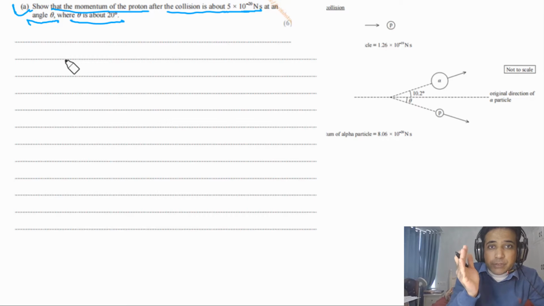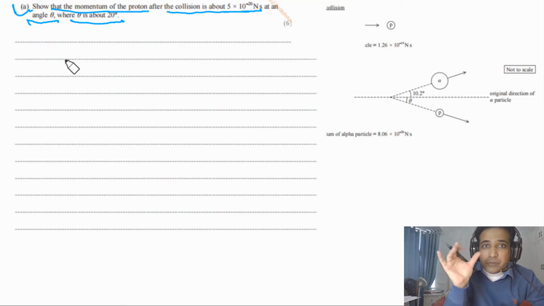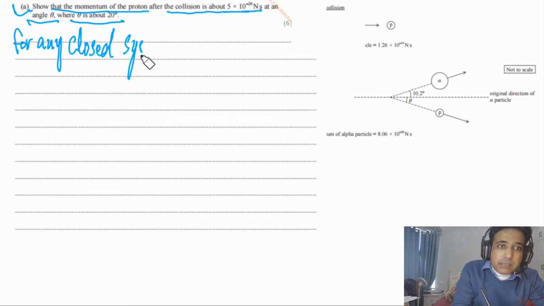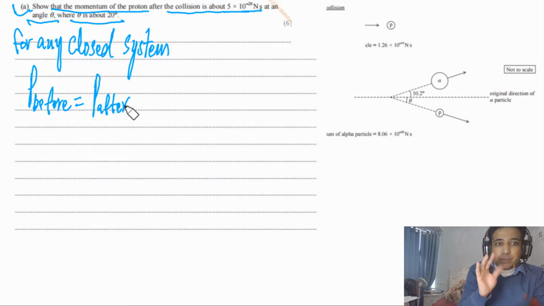First of all we will discuss how to approach this problem, and then we will plug in numbers and we will find the right answer. So the first thing you need to understand, for any closed system, the total momentum of the system before collision has to be equal to the total momentum of the system after collision. So this is the first thing we need to understand.